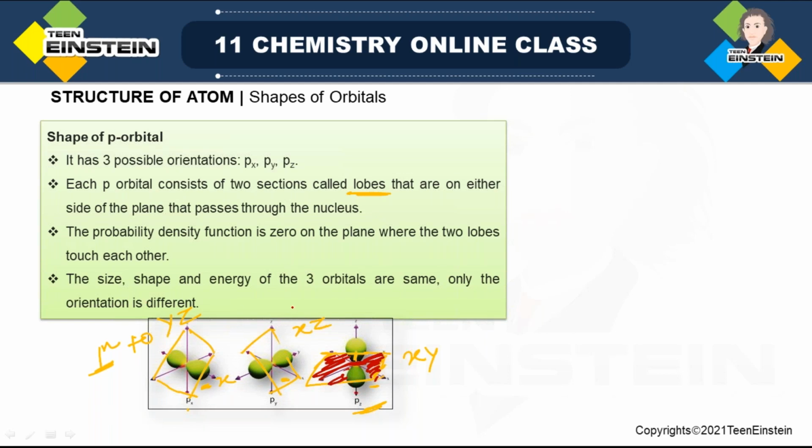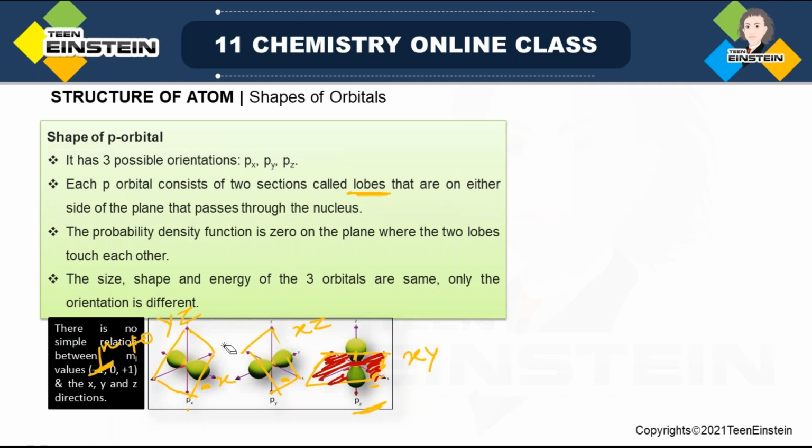The size, shape and energy of these three orbitals are basically the same. So they are degenerate. Degenerate means similar energy. The only difference is their orientation. Px is along x, py along y, pz along z.